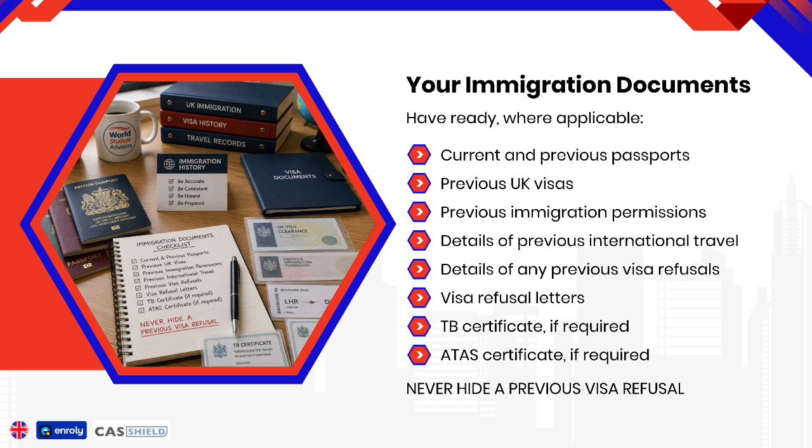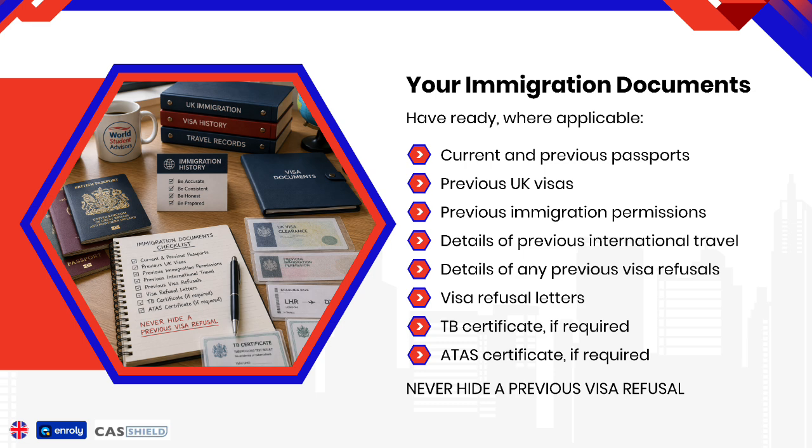Most importantly, if you have previously had a visa refused, do not hide it. Have the refusal details available and, where possible, the original refusal letter. Know which country refused your application, approximately when it happened and the reason given. A previous visa refusal does not mean that you should conceal it. Providing inaccurate or inconsistent information can create a much more serious problem.